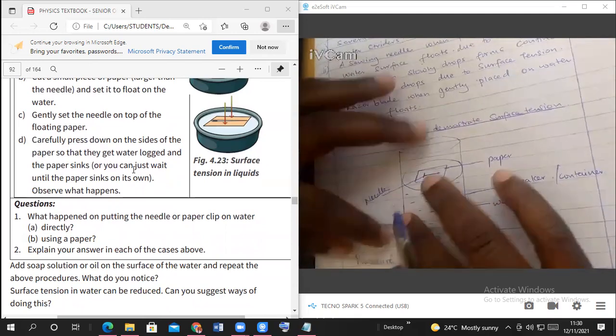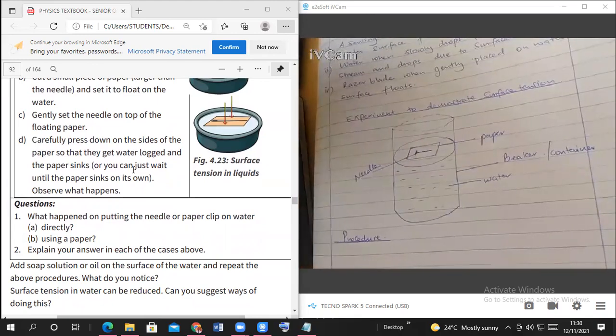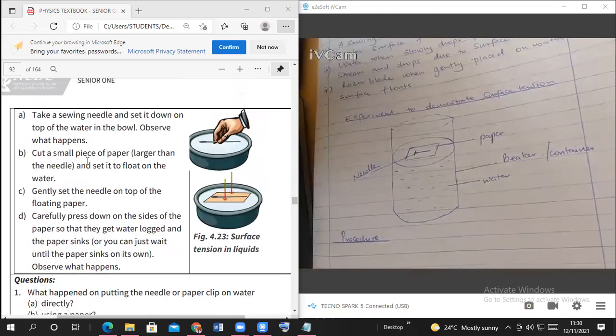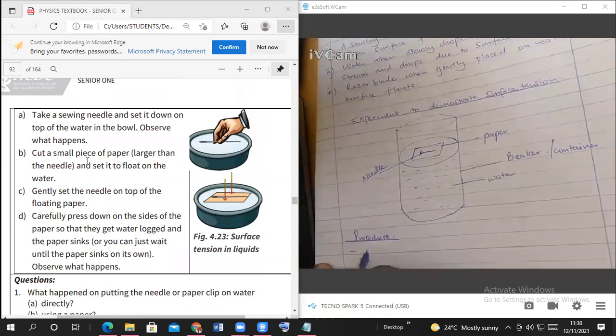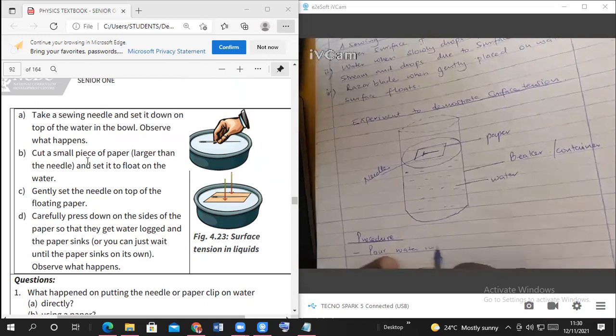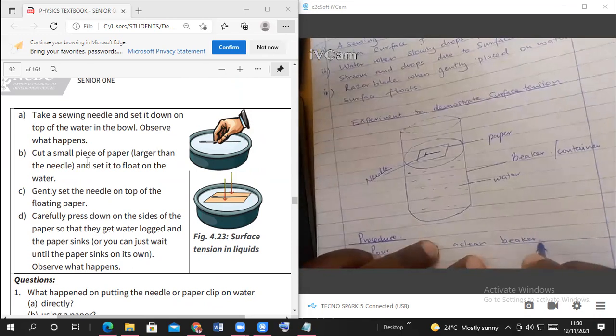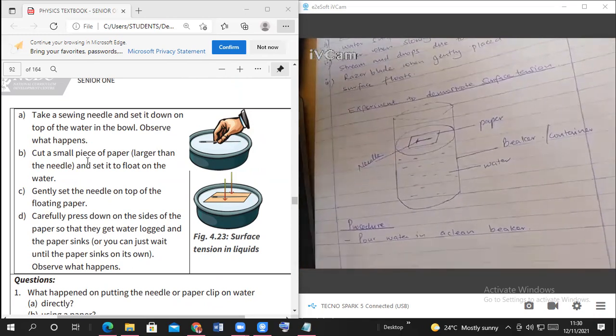What are you going to do? You are going to do one by one. So what should be the first thing? Should you first put the blotting paper in the beaker and then you pour water? What should you do first? First, pour water in the beaker. Yes, good. So say pour water in a clean beaker. Okay, that's the first thing.